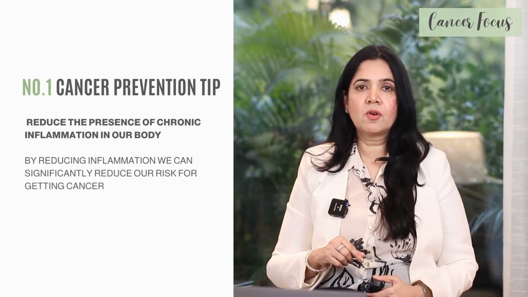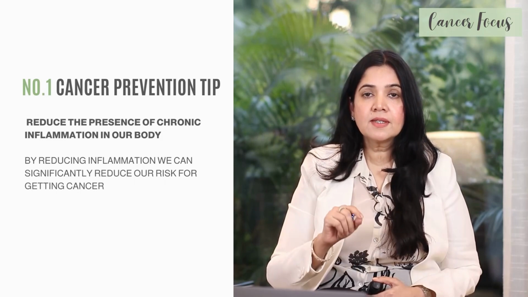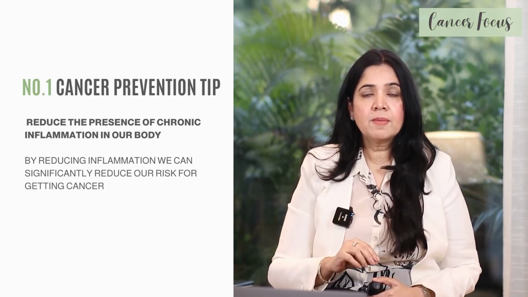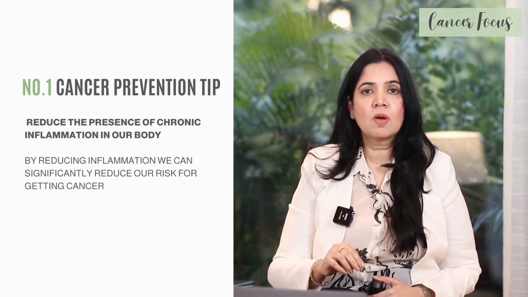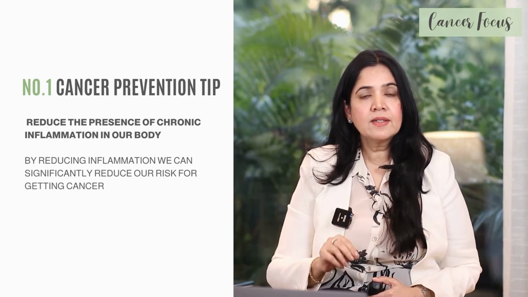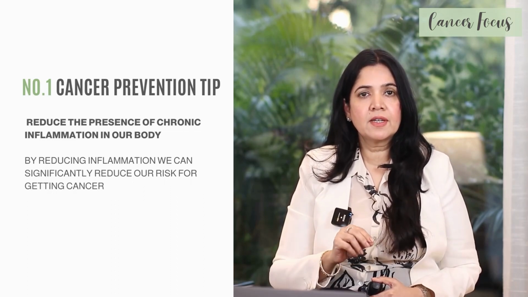So the number one cancer prevention tip is to reduce the presence of chronic inflammation in our body, as chronic inflammation is linked with a large majority of cancers. It is seen that inflammation is an underlying phenomenon which is common to most cancers, and by reducing inflammation alone, we can significantly reduce our risk of getting cancer.